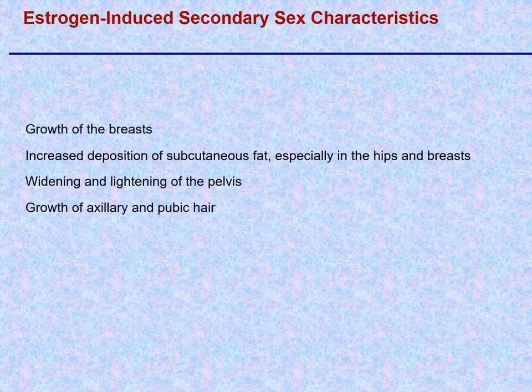Other estrogen-induced secondary sex characteristics include the increase in size of the breasts and increased deposit of subcutaneous fat everywhere on the body. Females have a thicker layer of subcutaneous fat all over the body, but especially in the hips and breasts with onset of puberty. This is due to estrogen. These are considered secondary sexual characteristics.